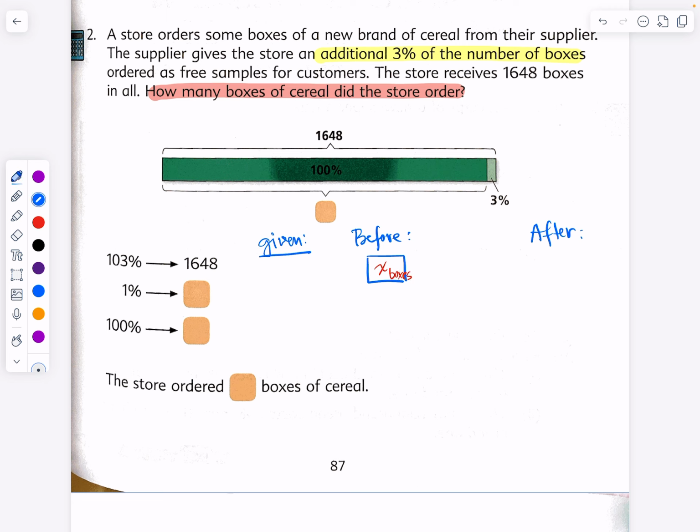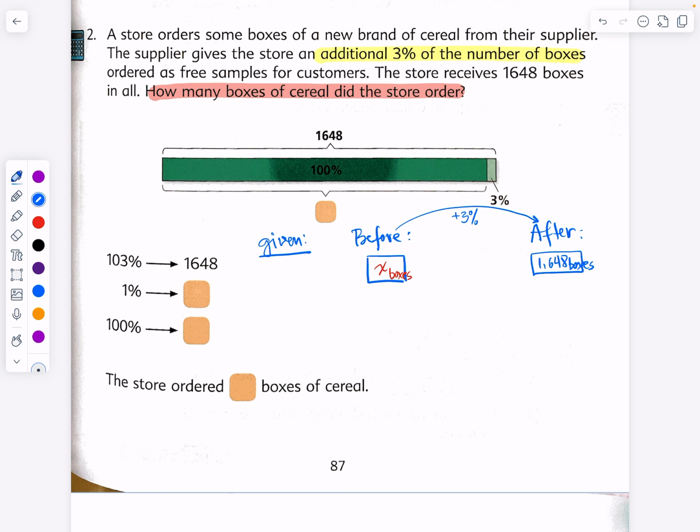What happened? A supplier gave the store 3% more as samples. 3% increase, right? They gave them some free samples for their customers. And after that, the store received, oh, not dollars, these are not dollars, 1,648 boxes. My friends, this is a before and after type of problem.